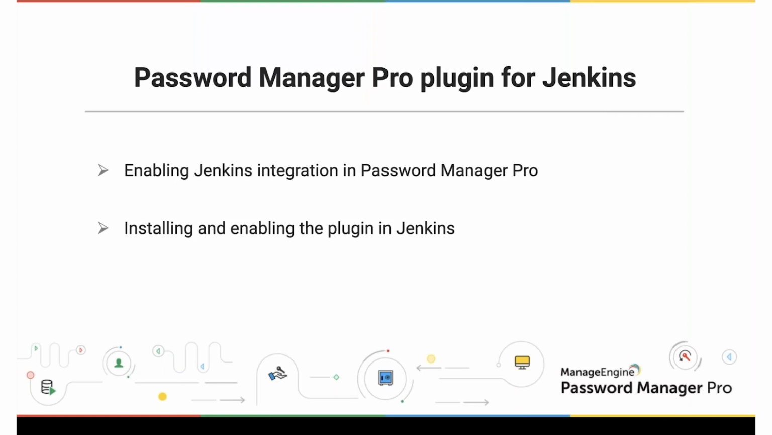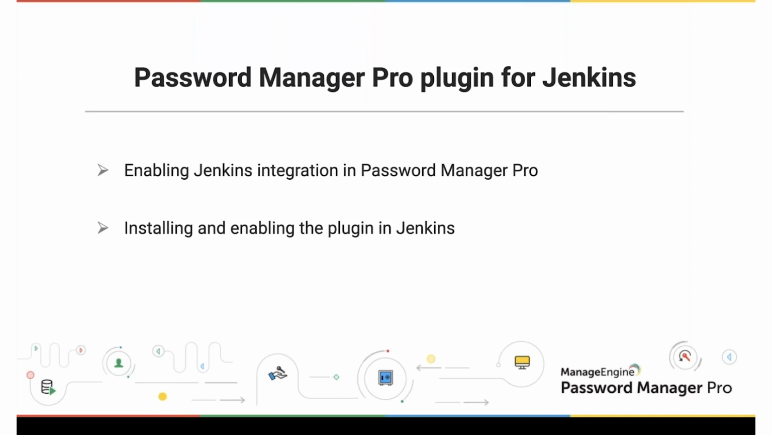So in order to avoid that, the Password Manager Pro plugin developed for secrets management in Jenkins helps to improve security in the organization's DevOps pipeline. The plugin, once enabled in Jenkins, ensures that required credentials are retrieved from Password Manager Pro's vault every time a job is run, instead of being embedded in plain text within script files.